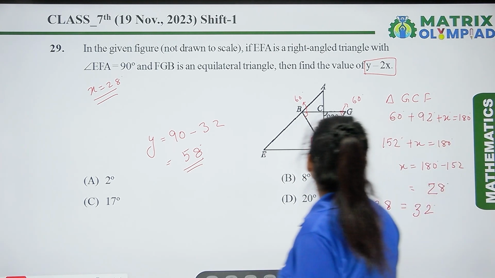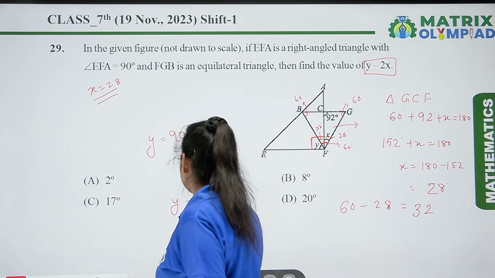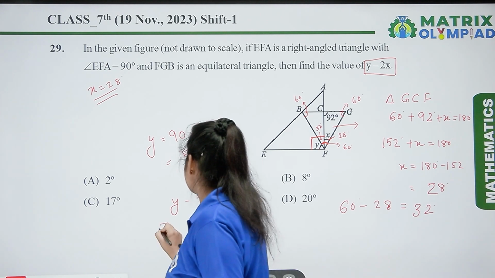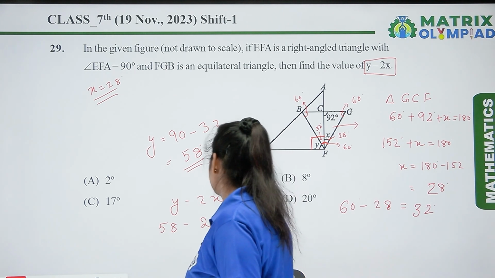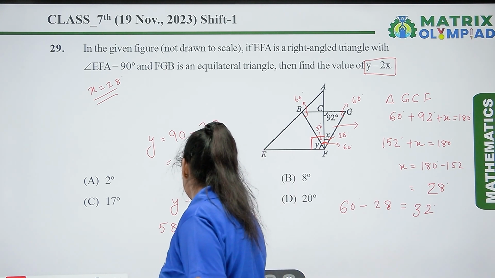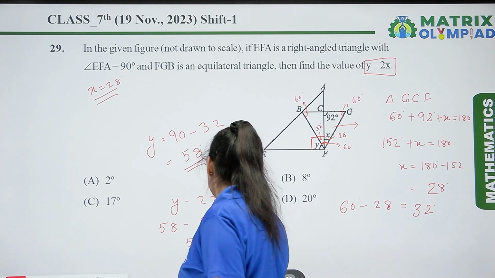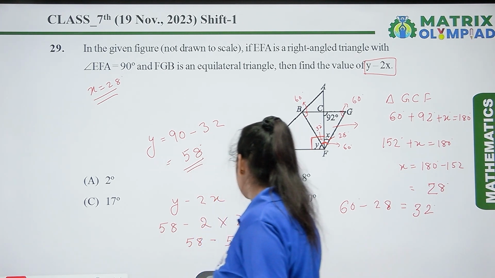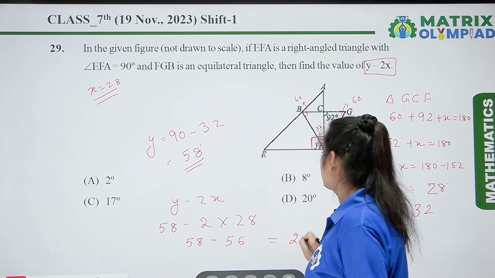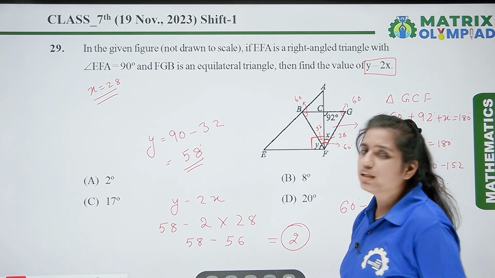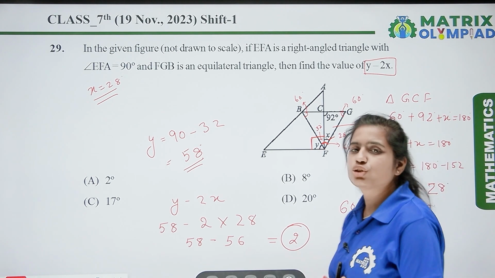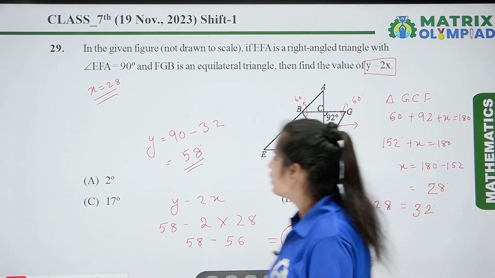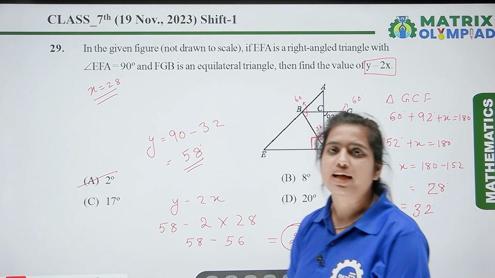Let's put the values in y minus 2x. So here y is 58, minus 2 multiplied by 28. We get 58 minus 56, that is equal to 2. So here the difference y minus 2x is 2 degrees. So here option A is the correct answer.